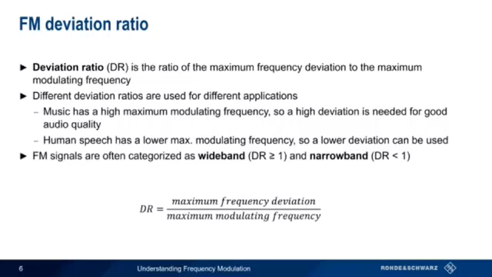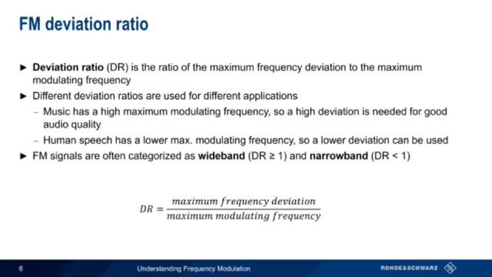FM signals are categorized as wideband and narrowband signals. For wideband the deviation ratio will be greater than or equal to 1, and for narrowband the deviation ratio should be less than 1.